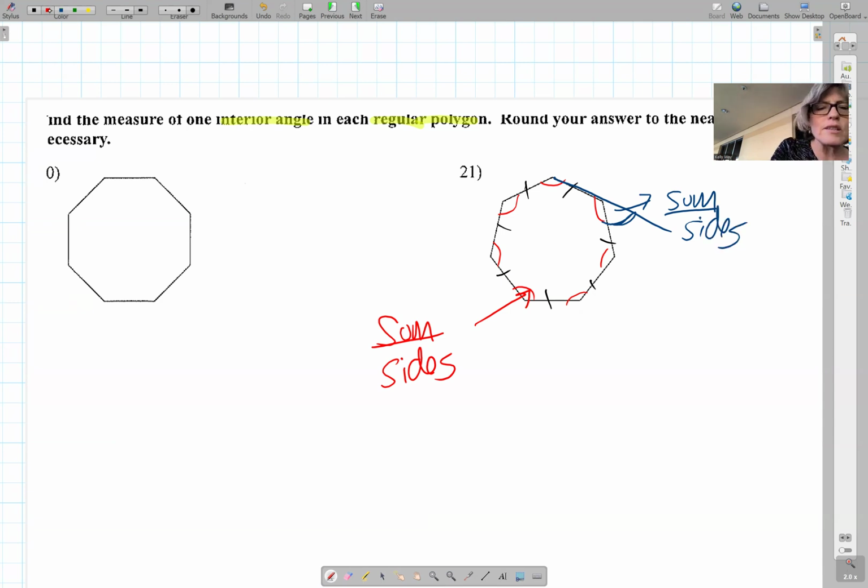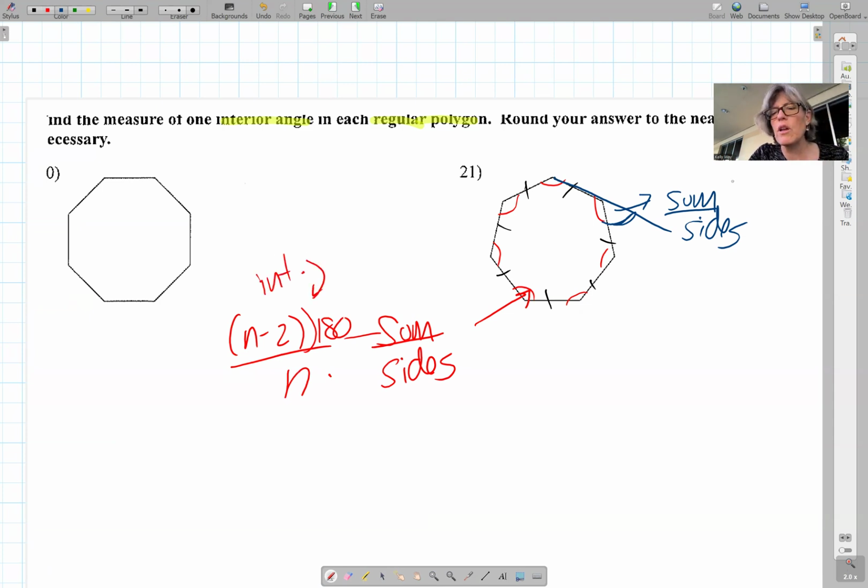The difference is this is interior. The sum of interior angles, sides minus 2 times 180. That's for interior. Exterior, the sum of exterior angles will always be 360. That's for exterior.